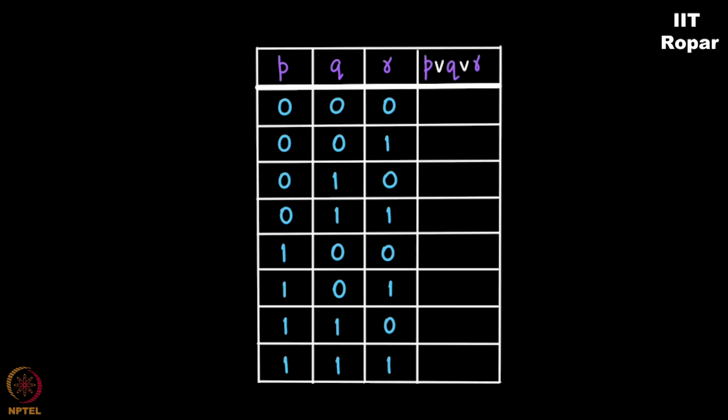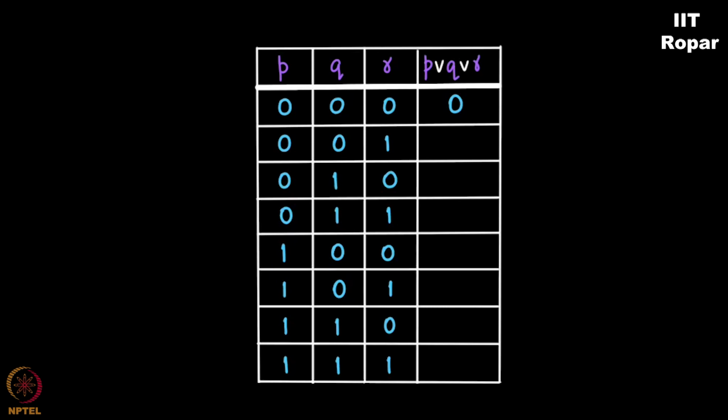Okay, so how do we compute P or Q or R? The idea of OR is one of them should be true. So, is one of them true here? 0, 0, 0? None of them are true. So, this is going to be 0.